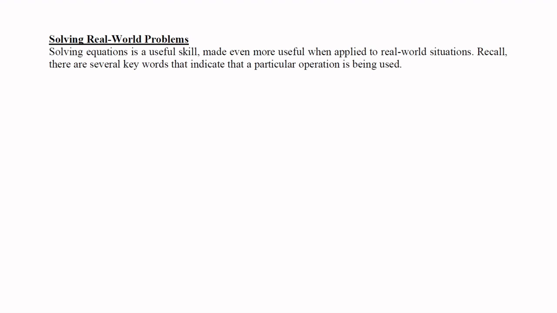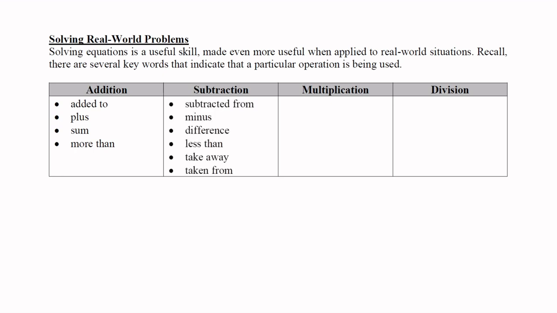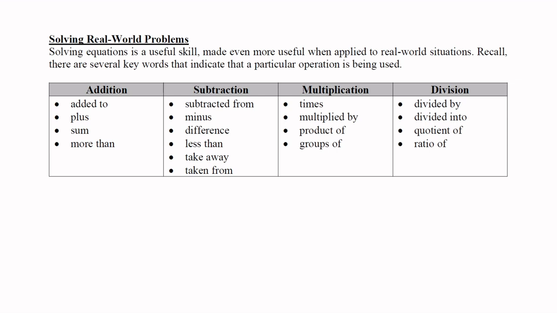situations. So recall, there are several keywords that indicate that a particular operation is being used. For addition, we have several phrases such as added to and plus. Subtraction, you have difference, taken away, taken from. For multiplication, you have multiplied by, groups of. In division, you have divided into, the ratio of. Just for example, you can see more of those here in this table. And of course, there are more than just the ones listed here. But it's important to be able to recognize what operation is happening when you read a word problem.